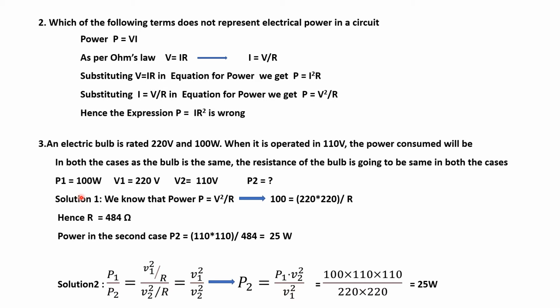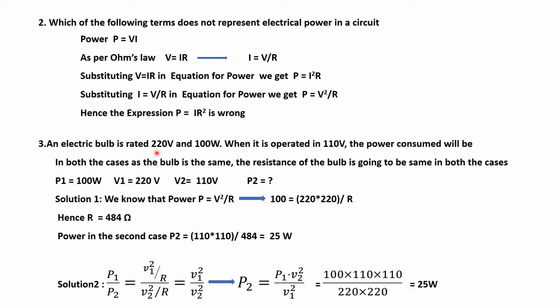So P1 is equal to 100 watts and V1 is equal to 220 volts. In the second case, this is being operated at 110 volts, so V2 is equal to 110 volts. We need to find the power consumed when it is operated at 110 volts.